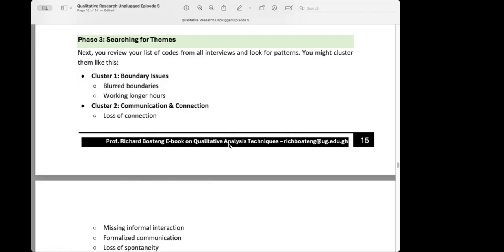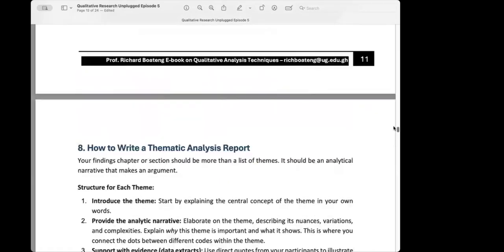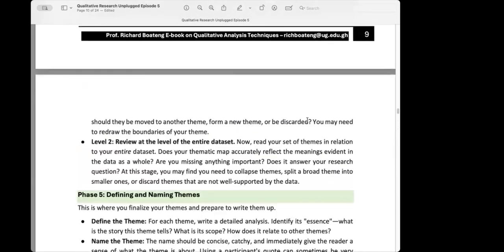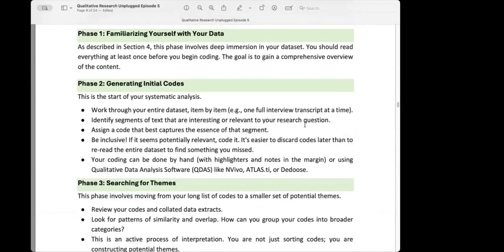Exactly. You begin by reviewing all your codes and, importantly, the collated data extracts associated with each code. You're no longer just labeling. You're actively looking for patterns of similarity, overlap, and intrinsic relationships between different codes. The core question you're asking yourself is, how can these individual codes be logically grouped together into broader, meaningful, and coherent categories or potential themes? So, looking for connections between the codes?